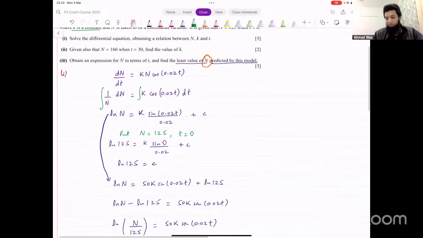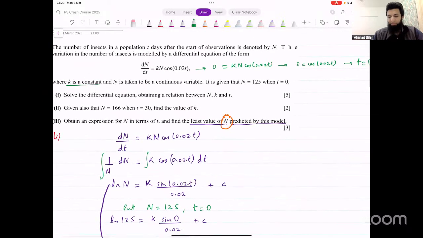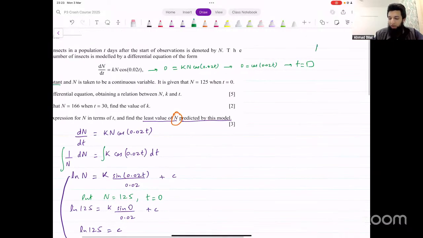But the problem with that is you're looking for the least value. Now, if you just find a value of t here, at that particular value, n could be maximum or minimum, right? We would just get the turning point. Now that turning point could be maximum, it could be minimum. So we would also have to check the second derivative to see if that value is a minimum or a maximum, right?